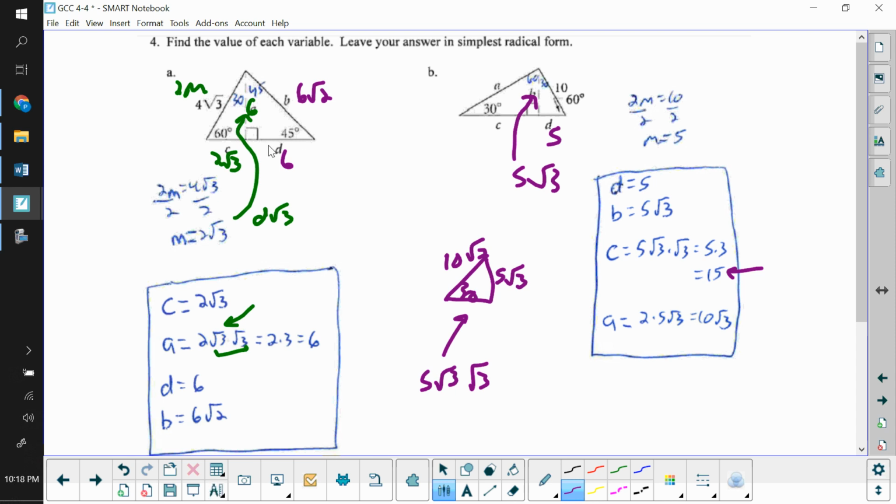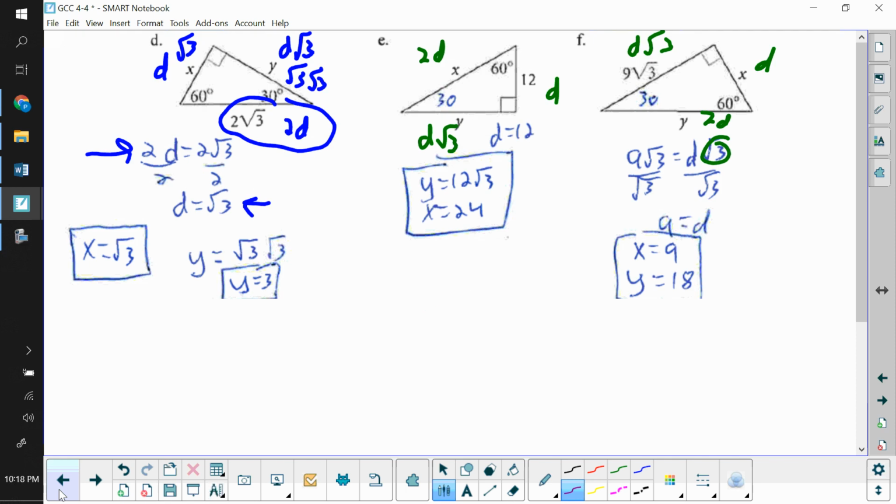So these double triangles, those are definitely more challenging ones. The ones like A through F, those are more average difficulty level.